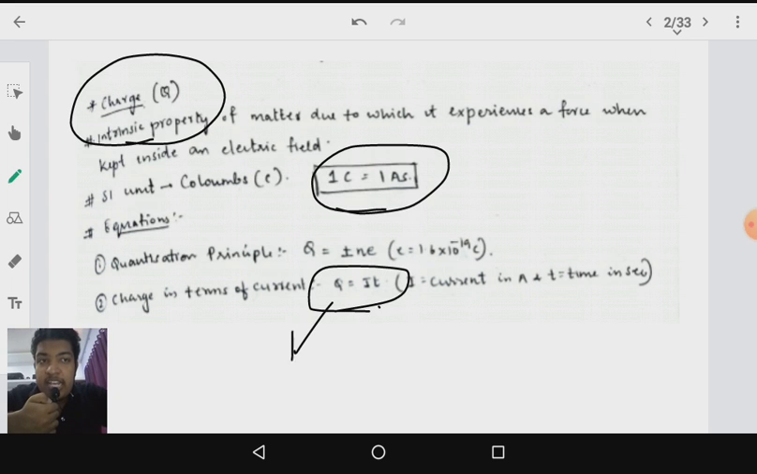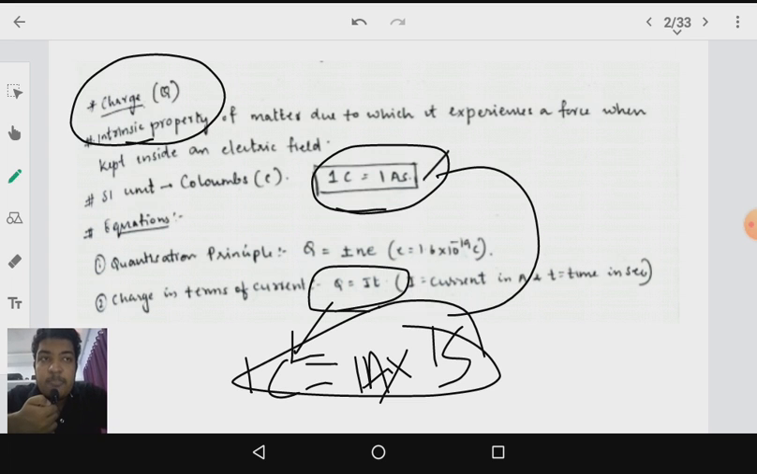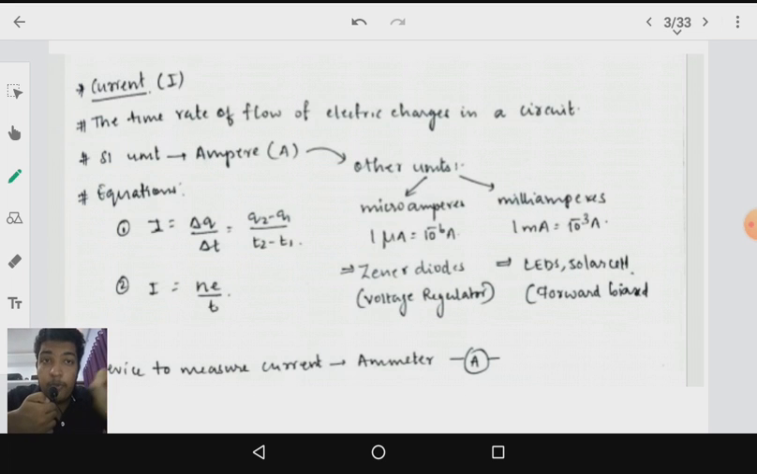So from this we can say the unit of charge, that is coulomb, 1 coulomb is equal to the unit of current, that is 1 ampere, into the unit of time, that is 1 second. So that is how we are getting this particular equation, 1 coulomb is equal to 1 ampere into 1 second. Moving forward with the second topic, that is current.